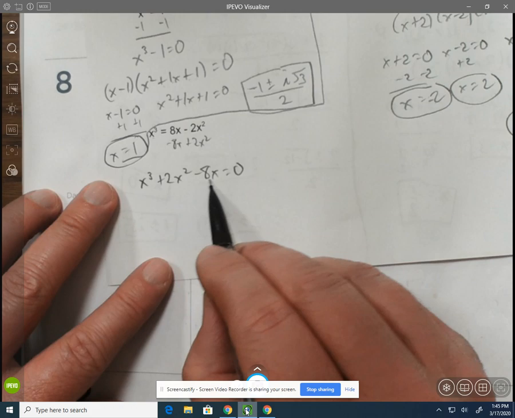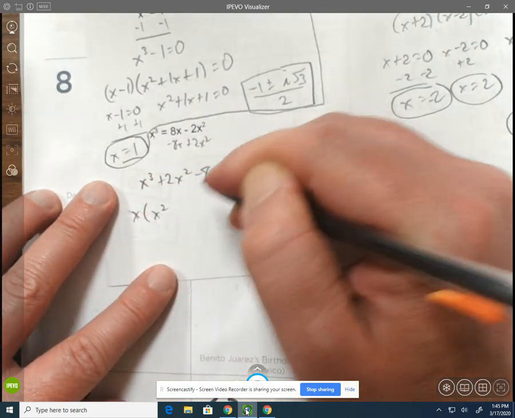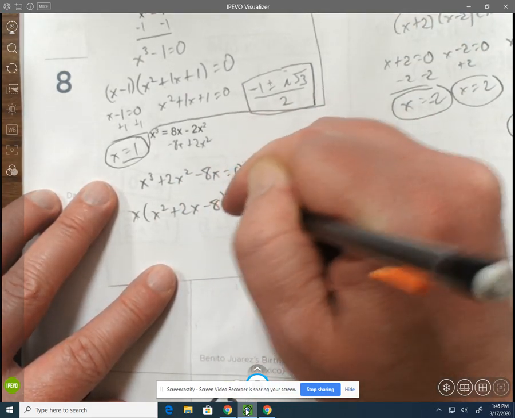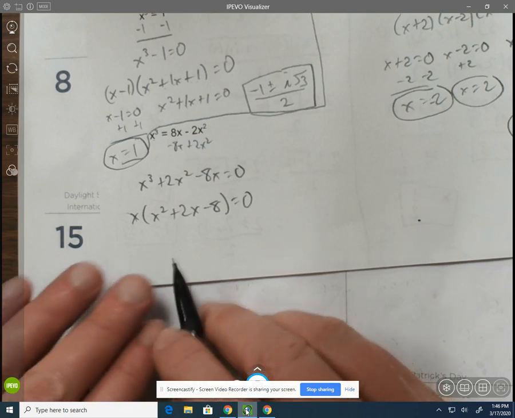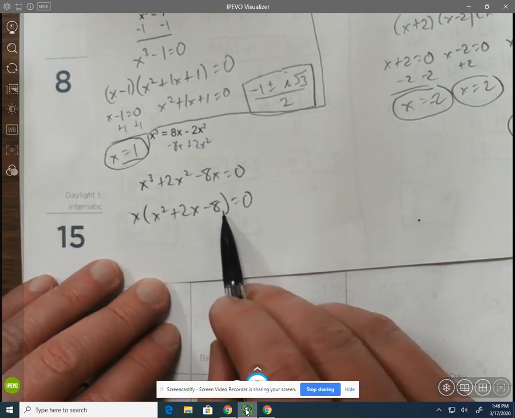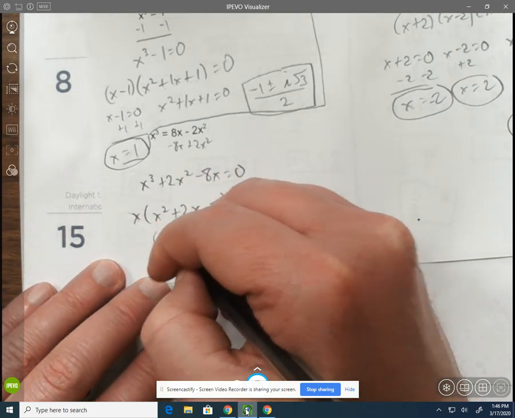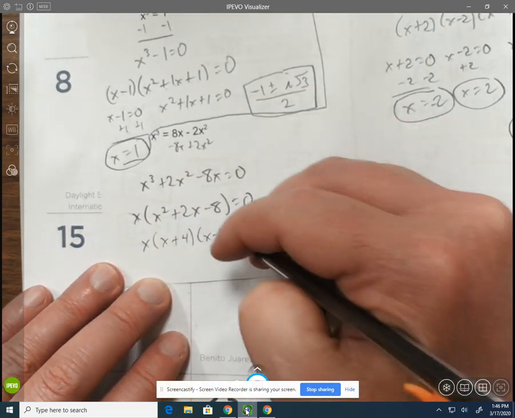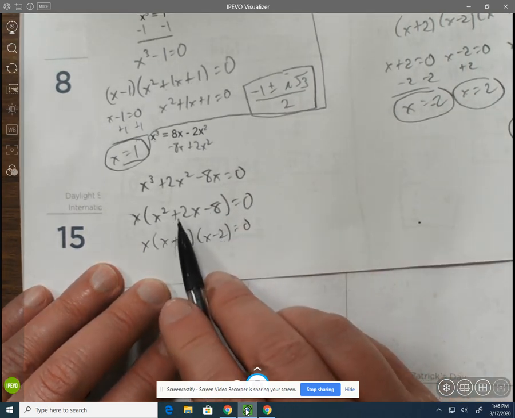Now I look to see if I can factor it. Well, I can factor out an x, and that leaves me x squared plus 2x minus 8, and it still equals 0. And now, can I factor this? I hope so. Factors of -8 that add up to 2, yeah, I can. So that'll be x plus 4 and x minus 2. I've still got that x there. Again, +4 and -2. Multiply together to give me -8, but add together to give me 2.